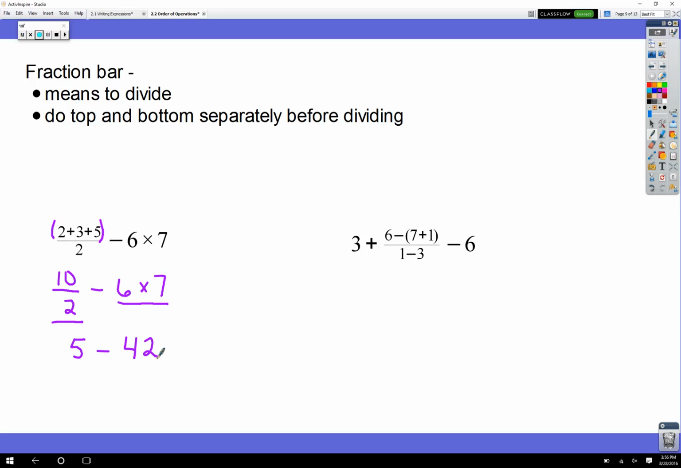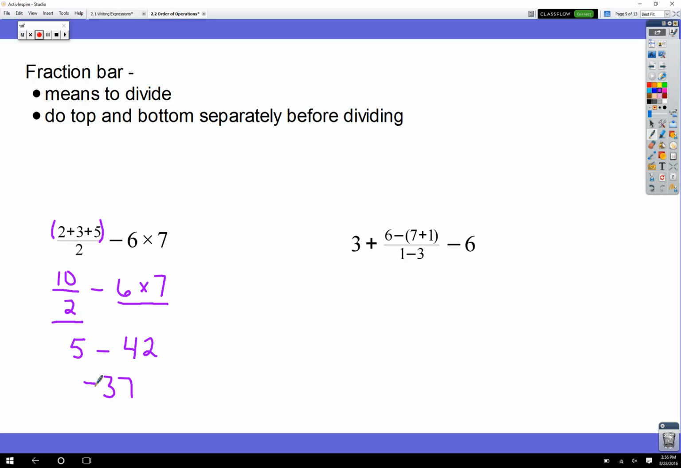Now we have a smaller number minus a larger number. I think of this in my head as 42 minus 5, which is 37. But since I'm subtracting a larger number from a smaller number, I know that my answer is negative. So the answer is negative 37.